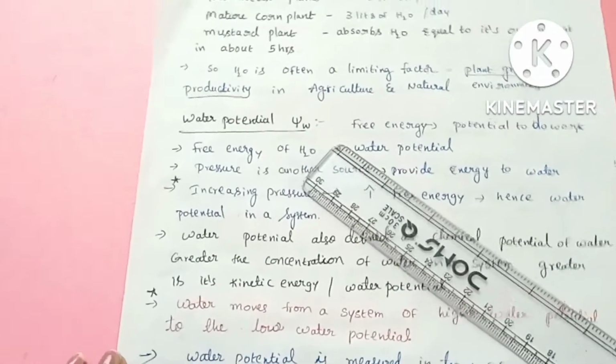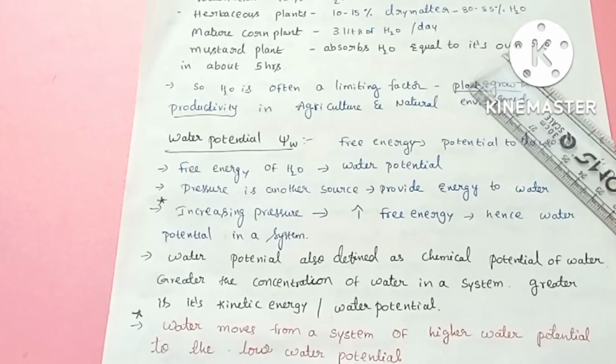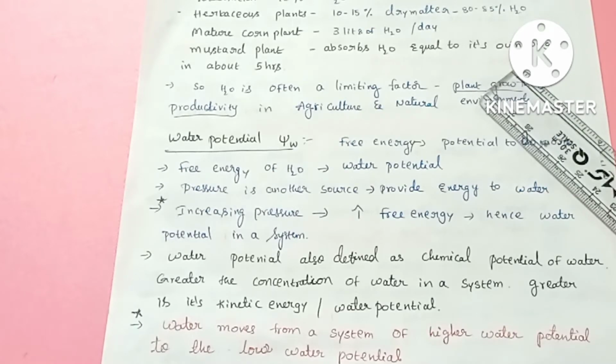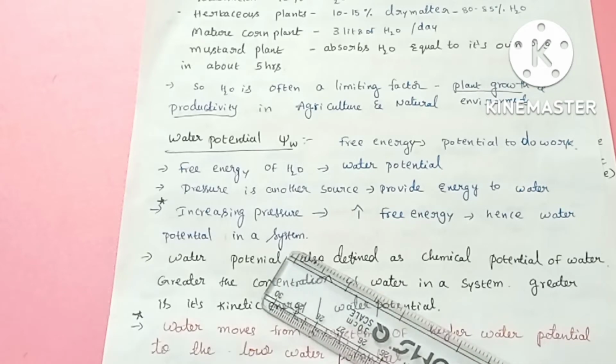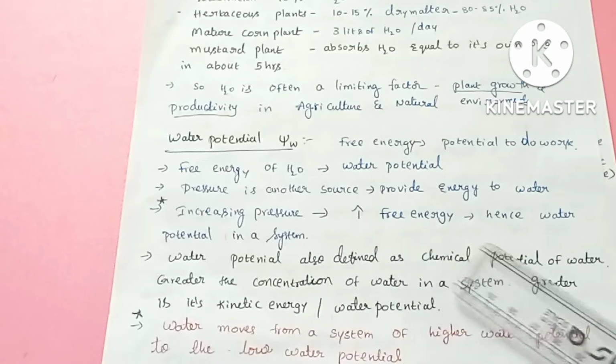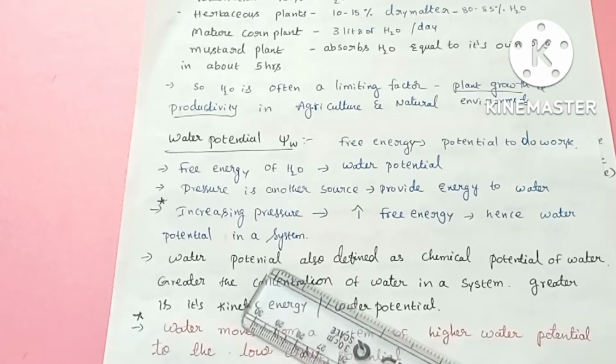Next concept is water potential. What is water potential? We know free energy from physics. Free energy is nothing but the potential to do work. Water also has some free energy. That free energy of water is called water potential. Pressure also acts as another source of energy. If the pressure on the water is increased, the free energy of the water also increases, and that leads to an increase in potential. Water potential increases when pressure is increased.